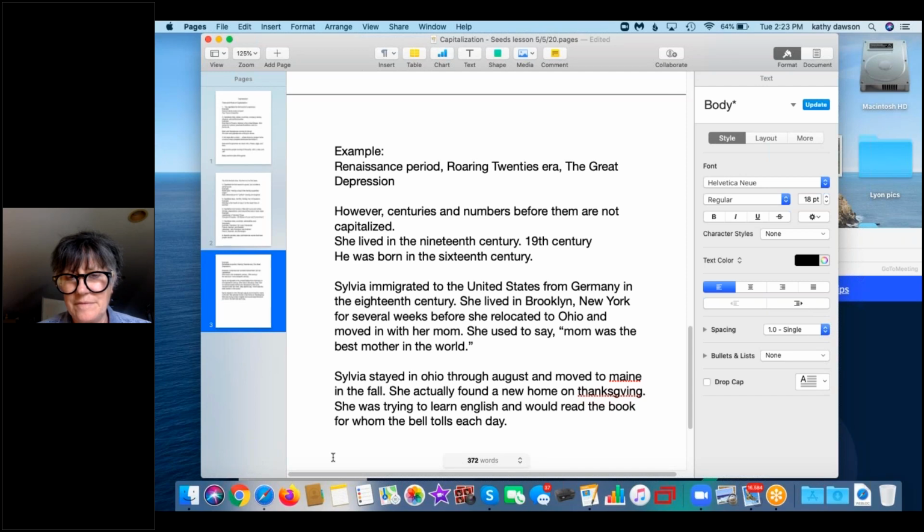So it doesn't need to be capitalized. It does. She used to say Mom was the best. Well, first of all, it's a quote, right? So it's the first word in the sentence anyway. So that's why you capitalize it as well. If it had said my mom, then you wouldn't capitalize it. But if it's a reference to someone, you do.